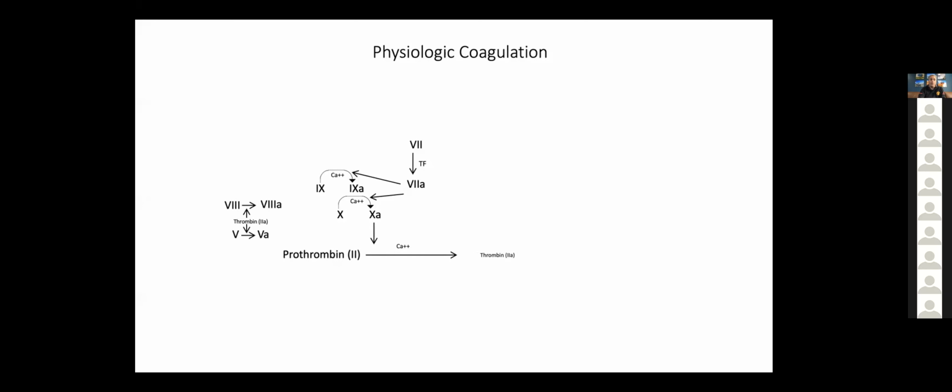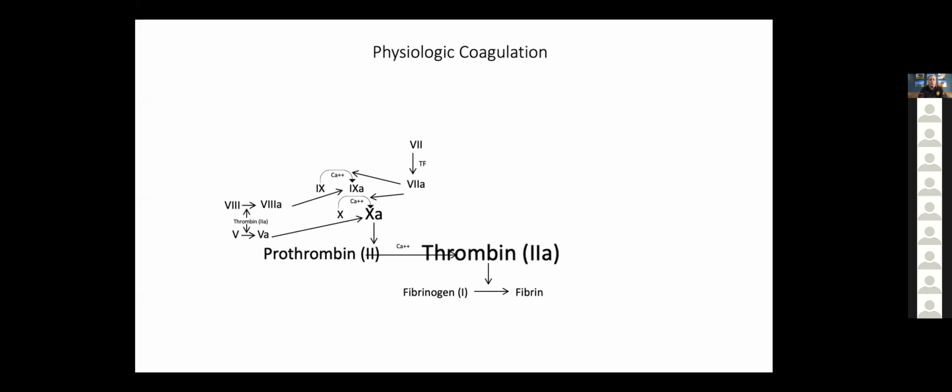Factor 7A also activates factor 9 to 9A. Then 9A plus 8A generates a lot of factor 10A. And then 10A plus 5A generates a lot of thrombin from prothrombin, which gives you this thrombin burst, which is what's needed to actually stop you from bleeding. And then the fibrinogen gets, of course, converted to fibrin, which is the clot-forming material.